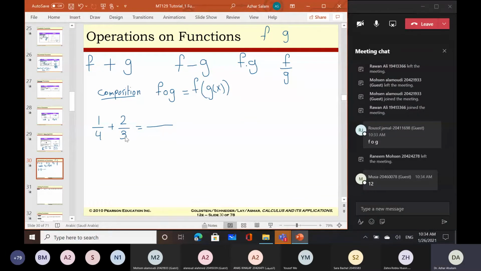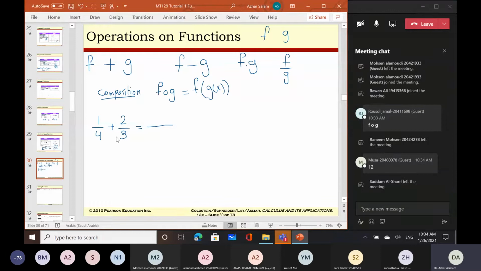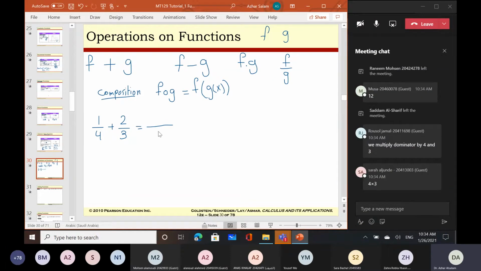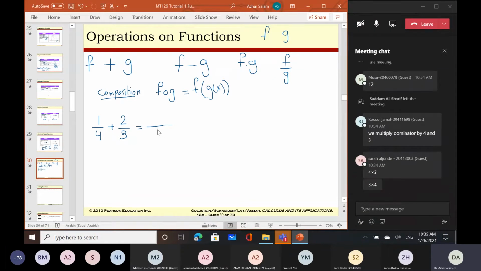Okay, back to fractions. I have to unify the denominators. Of course, here there is no common factor, so I just multiply the two denominators. It will be 12.